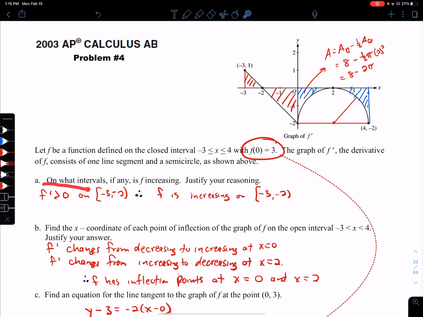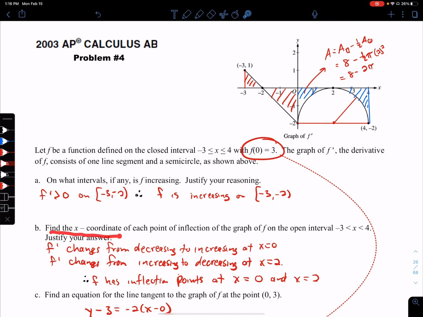Part A. On what interval or intervals, if any, is f increasing? Well, f is increasing whenever f prime is bigger than 0. We can see here f prime is bigger than 0 whenever the graph is above the x-axis. That happens from -3 inclusive until it gets to -2 non-inclusive. So f prime is bigger than 0 from -3 inclusive to -2. Therefore, the original function f is increasing from -3 to -2. -3 inclusive because it's above, -2 not inclusive because it's not above.